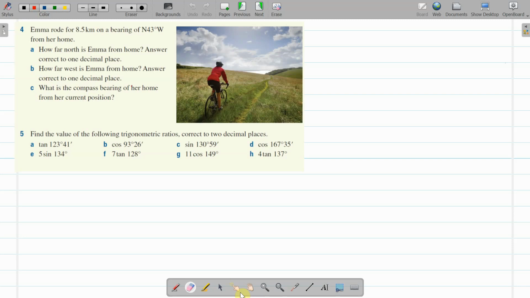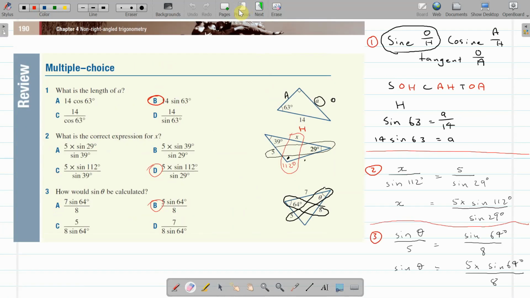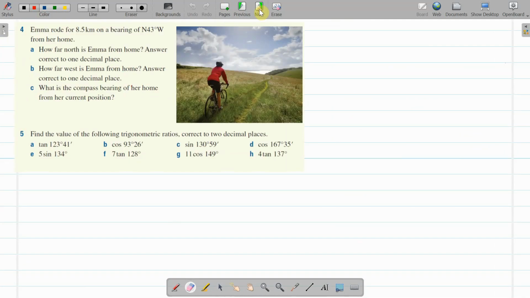This is chapter 4, the trigonometry of non-right angle triangles, and we're doing the chapter review questions that start on page 190 of the textbook. We're up to short answers, question 4 and 5 for this one. So let's have a look.